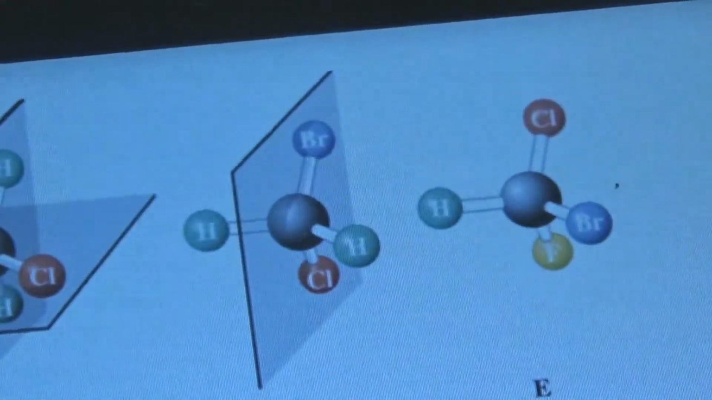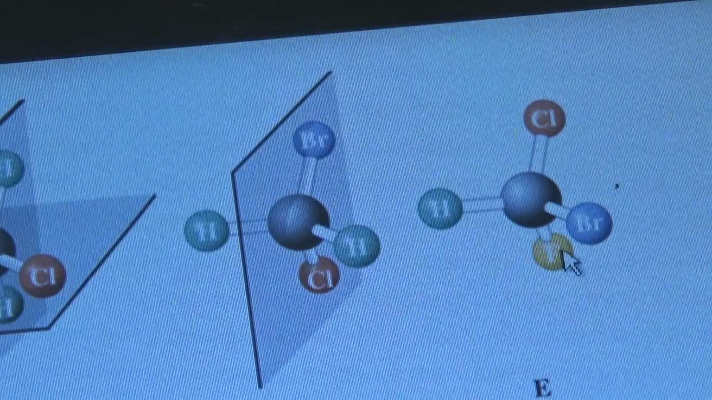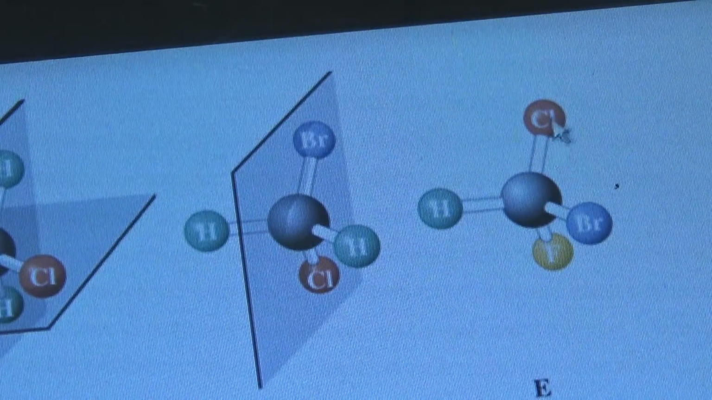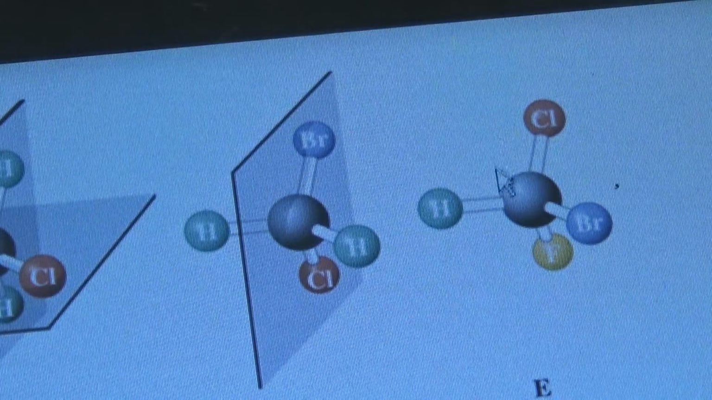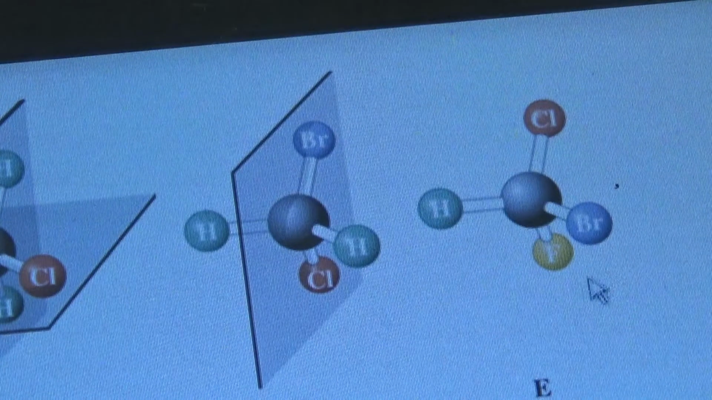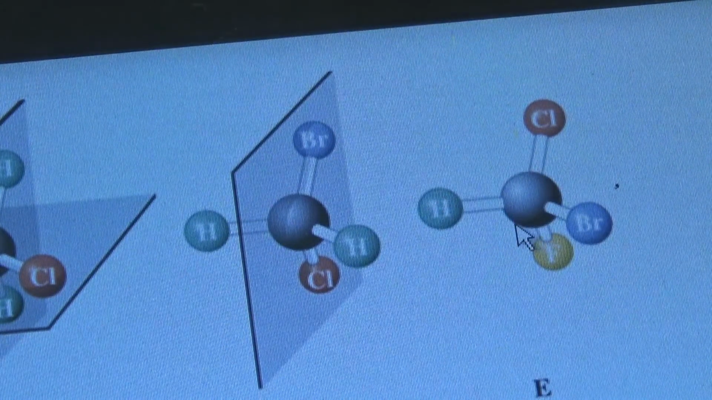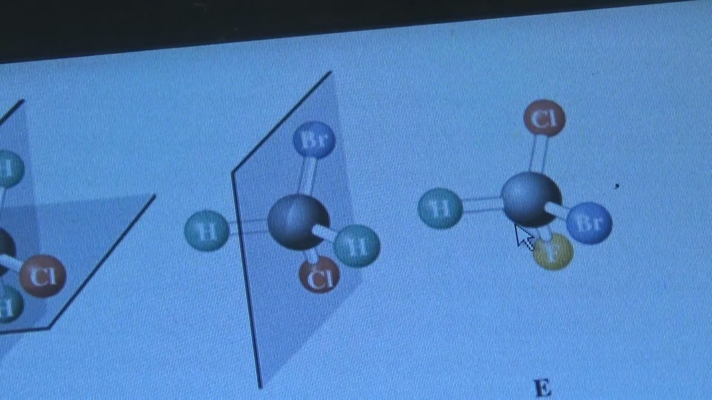Okay, so now what if we have hydrogen, chlorine, bromine, and fluorine? Well, this does not have a plane of symmetry. There's no way you can slice through this and get 2 equal parts. Is this chiral or achiral? This is a plain old chiral molecule with a single chiral center, or stereogenic center. Okay, so that's what I wanted to show.